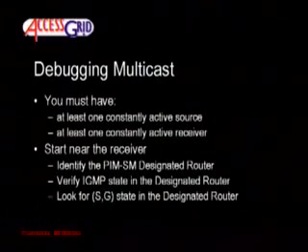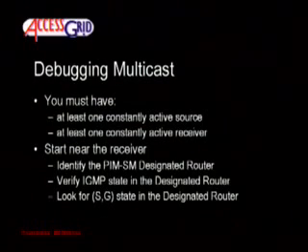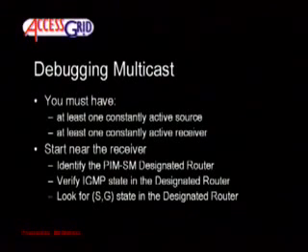You really need to go look at the designated router to make sure it really is the designated router. Then you verify the IGMP state in the designated router to make sure that it has gotten the host membership reports, that is the IGMP joins, and that it's got the appropriate state. If it's got only group state, then you know that it's not getting source information down the shared tree and so forth. But that's where you start.